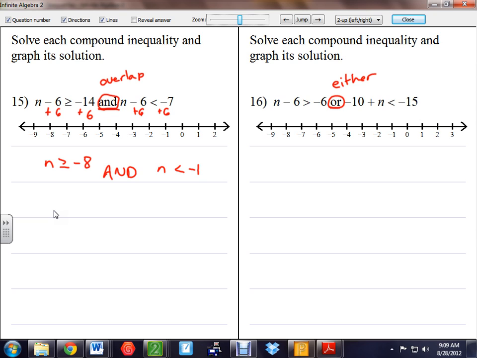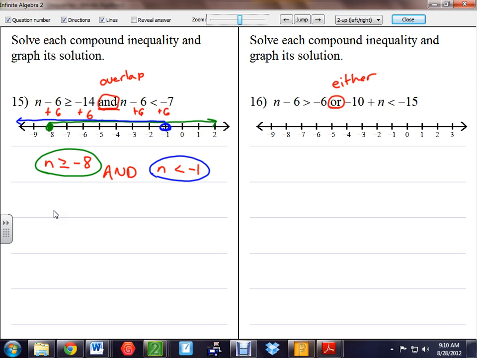Now I'm going to go ahead and graph both of these. So n is greater than or equal to negative 8 gets a closed circle on negative 8, and since it's greater than, it's going to go to the right. And then we're going to do the n is less than negative 1 in the blue. Since it's simply less than, it doesn't actually include negative 1. We symbolize that with an open circle. We don't fill it in. And it's going to go to the left because that's the side that is less than negative 1.